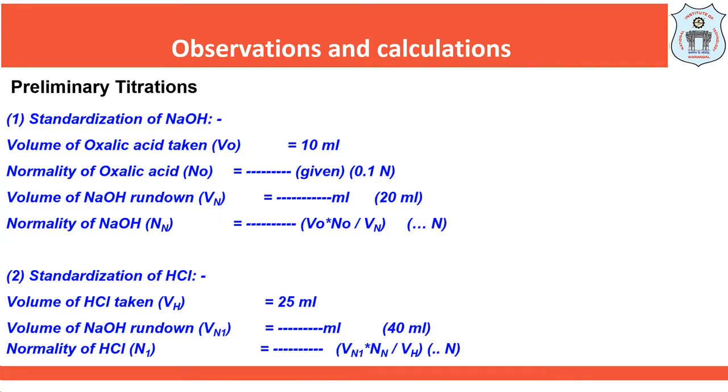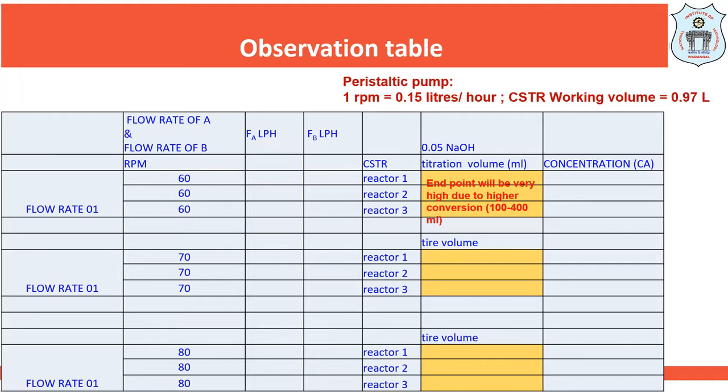Coming to the observations and calculations part, for the preliminary titration we have to repeat what we have done in our batch reactor and the other experiments. First step is the standardization of NaOH using oxalic acid, and then standardization of HCl using NaOH. From that we will estimate the exact normality of NaOH and HCl solutions. Coming to this particular experiment, we have done experiments for 3 RPMs: 60 RPM, 70 RPM and 80 RPM. So we have three different flow rates.